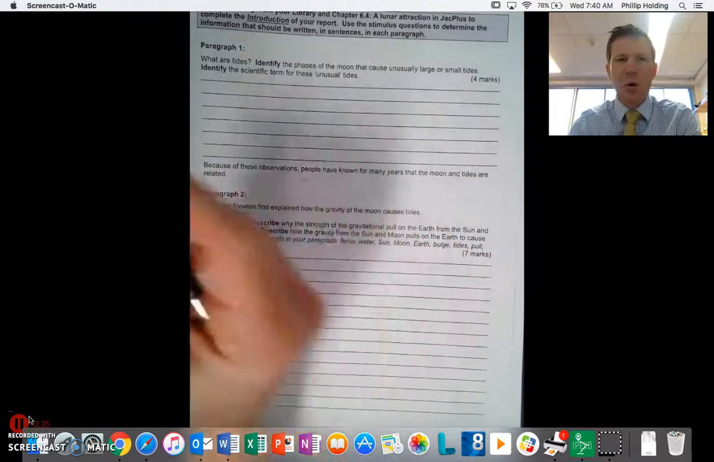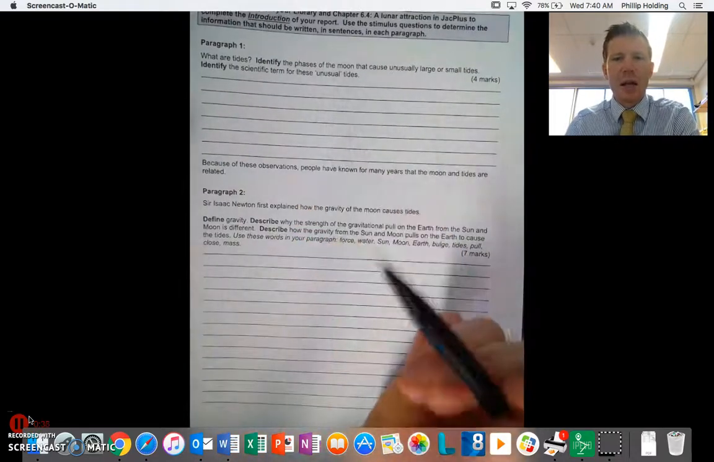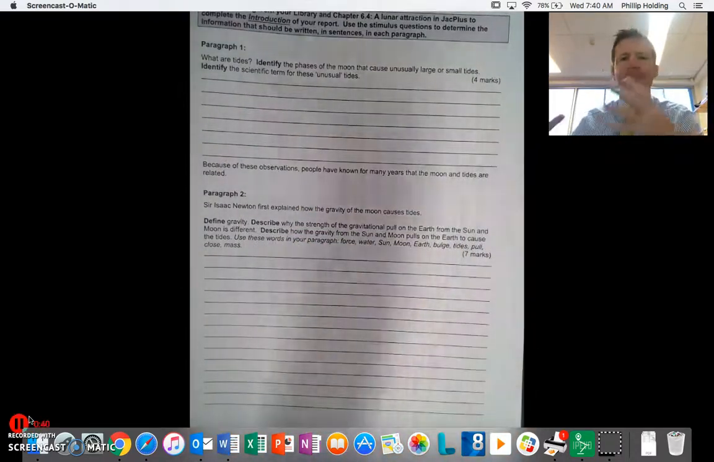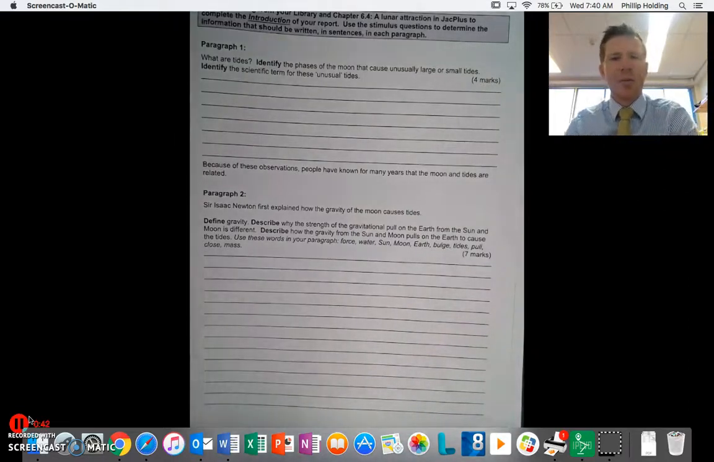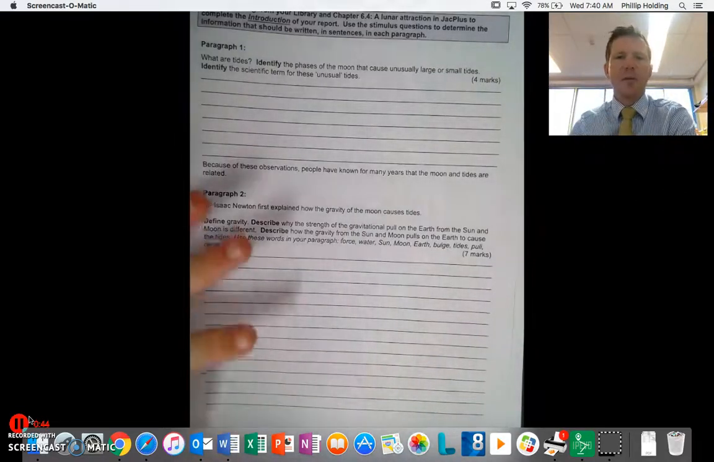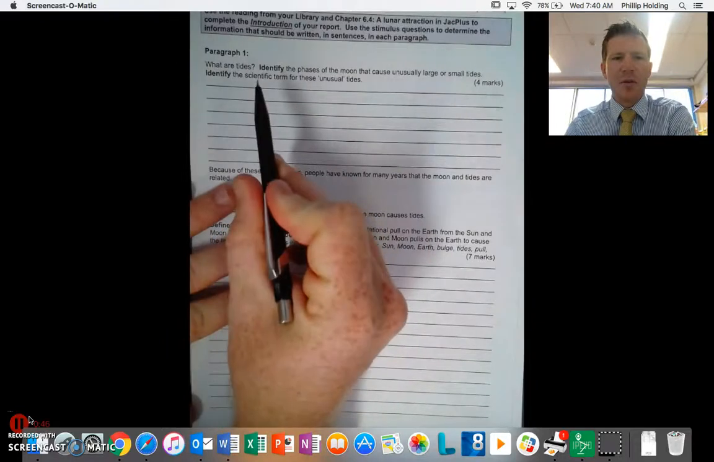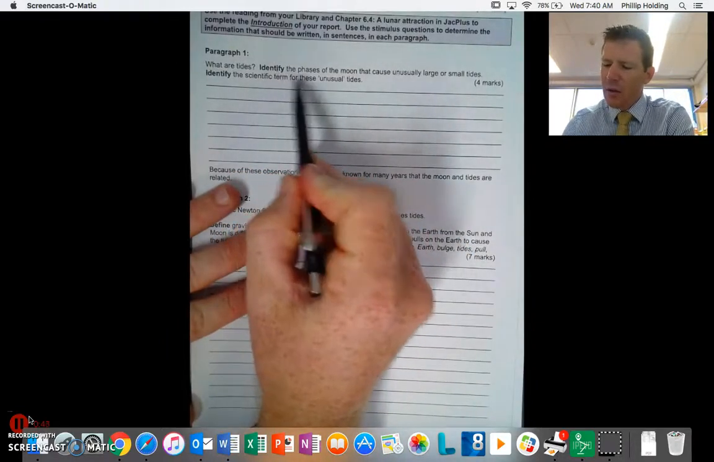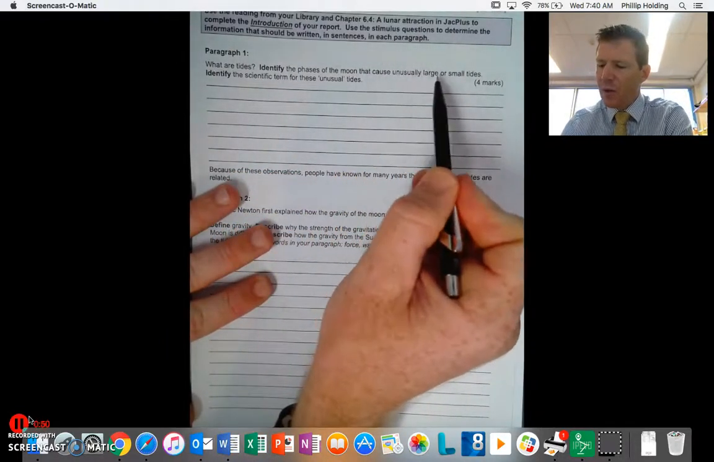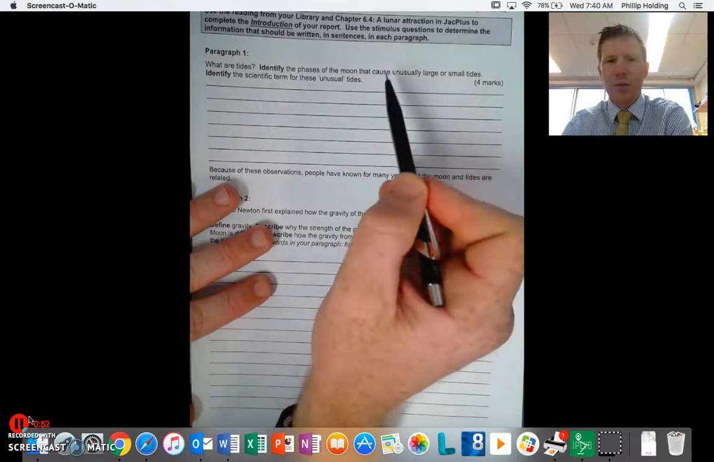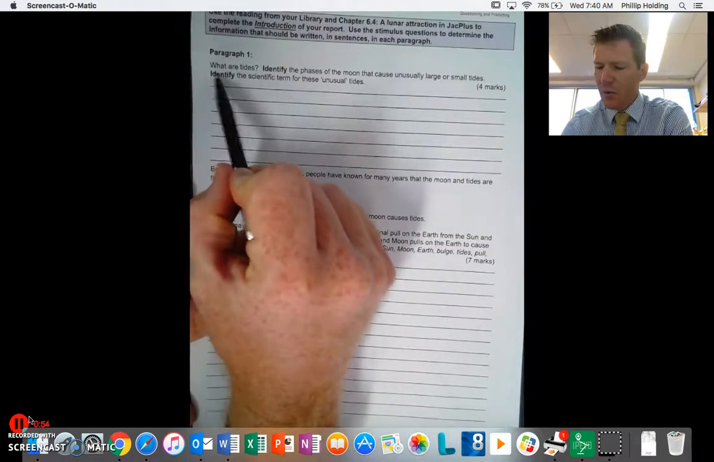Paragraph 1 looks at what are the tides. Okay, so you need to answer that question. Tides are this amazing thing that happens with the water. Okay, but you need to give a scientific explanation and answer that first question. Then you need to identify the phases of the moon that cause unusually large or small tides. Okay, so first section, what are the tides?